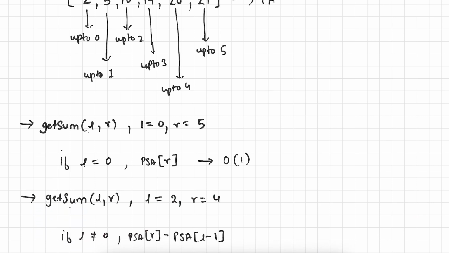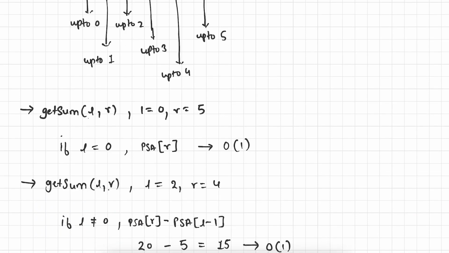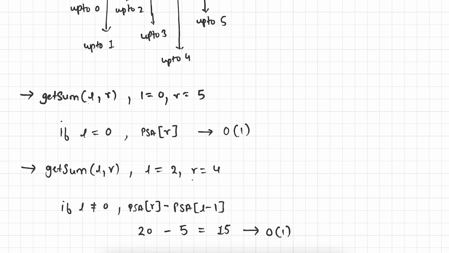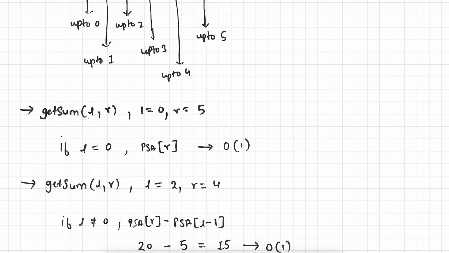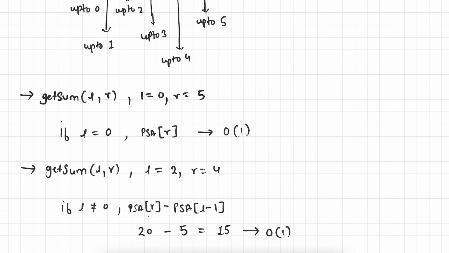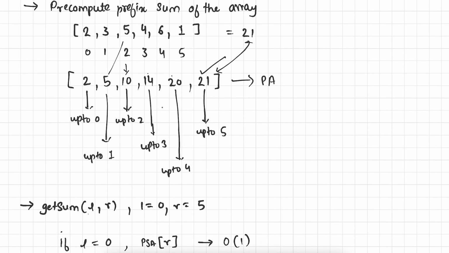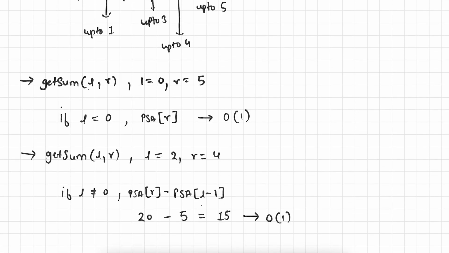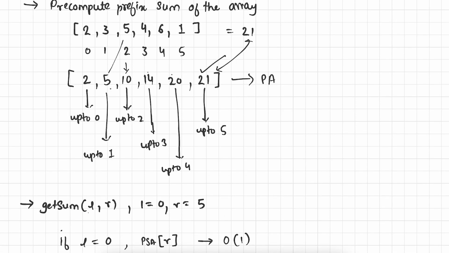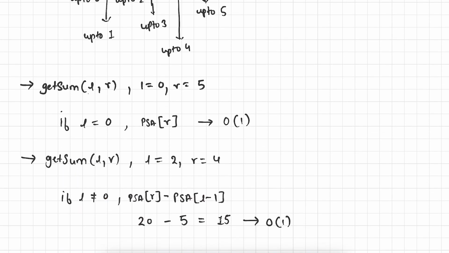In the next case, what if you were asked to get the sum from L to R where L is equal to 2 and R is equal to 4? In this case, L is not equal to 0. So what do we have to do here? We simply have to calculate prefix sum of R minus prefix sum of L minus 1. What is the prefix sum of R? R is 4. At index 4 we have 20. And at index 2 minus 1, that is index 1, we have 5. So 20 minus 5 is 15.